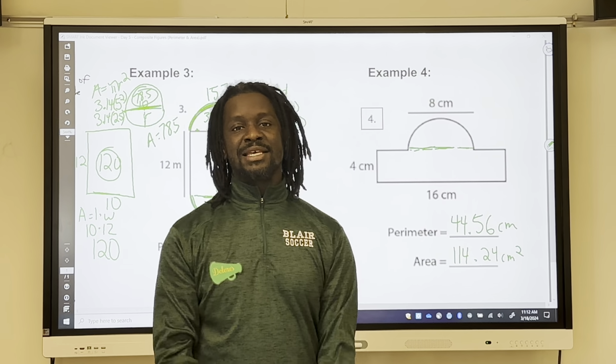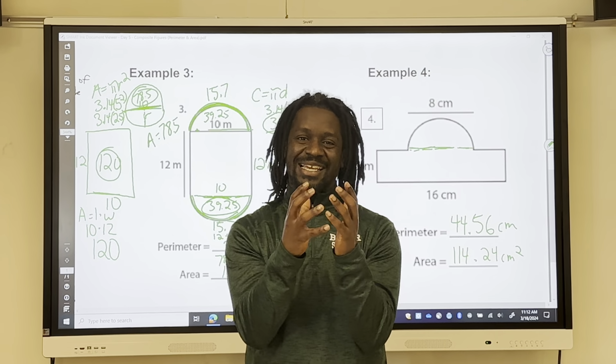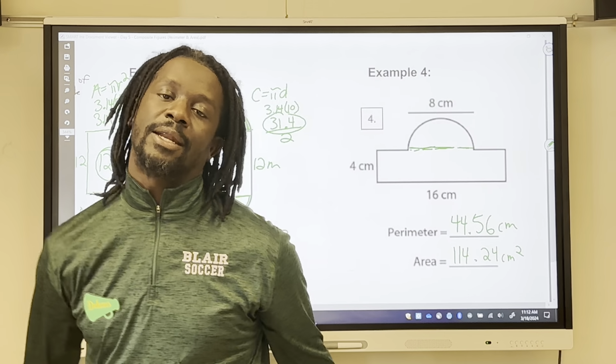All right. So in this, you found how to find the area and the perimeter. Perimeter being the outside, area is the inside. Break that shape down, find each of the pieces, add them all up, and that's all you got to do.